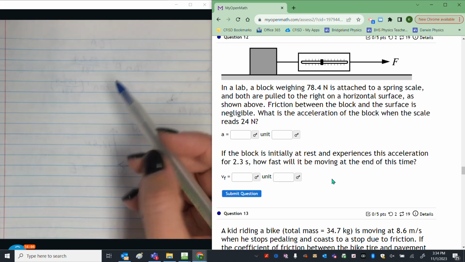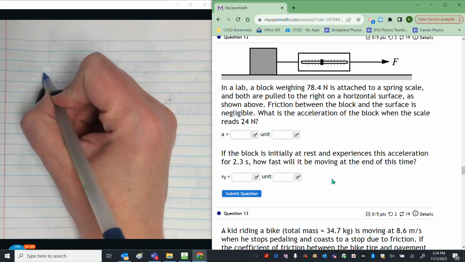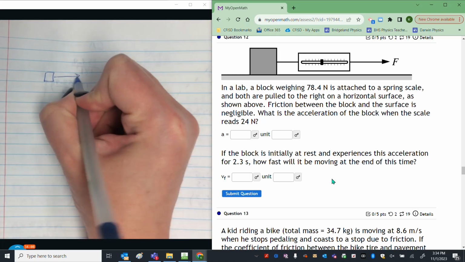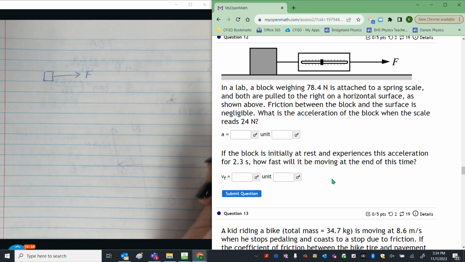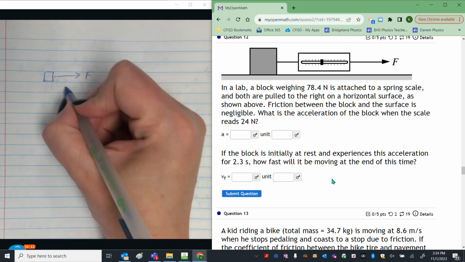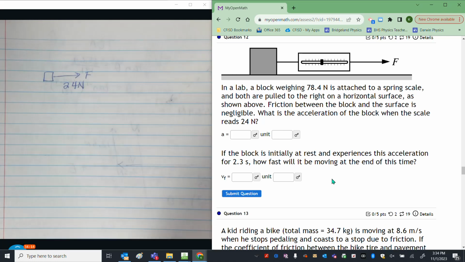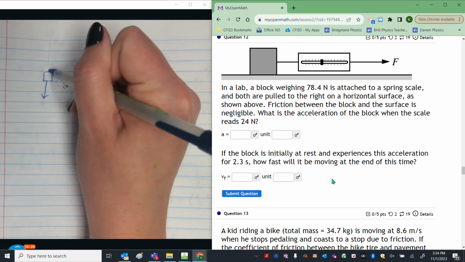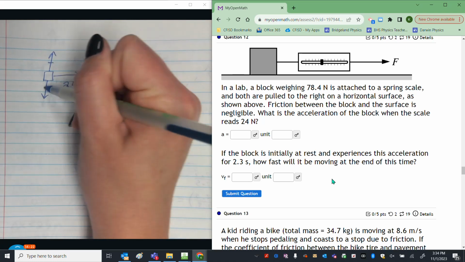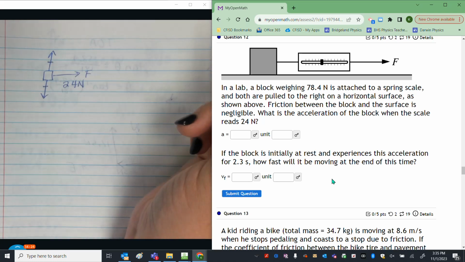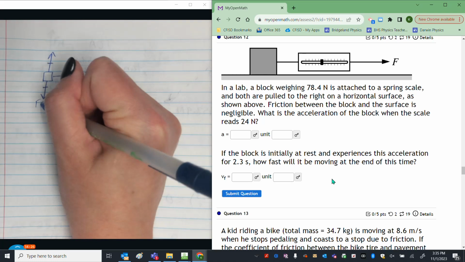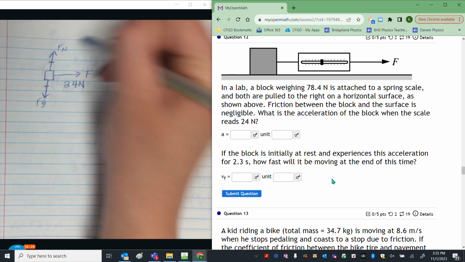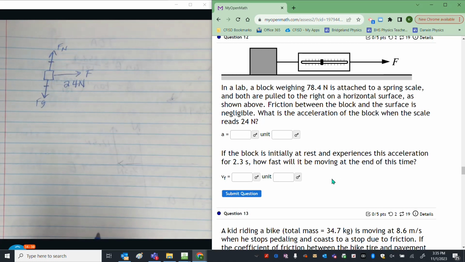There is no friction, so really this block has just this force that's being applied through the spring scale, and it tells us what it is because it says the scale reads 24 newtons. So they tell us how much force is being applied to the left. I also know that I have Fg and I have Fn, and that these are equal and opposite to each other. And that may or may not be handy for me to know, but I'll go ahead and label them anyway. I'm not going to label any friction because it says there isn't any.